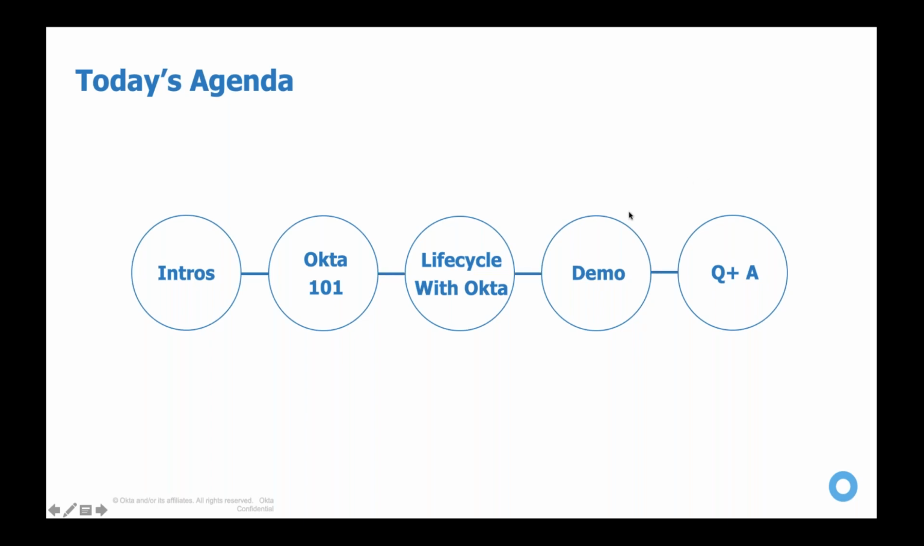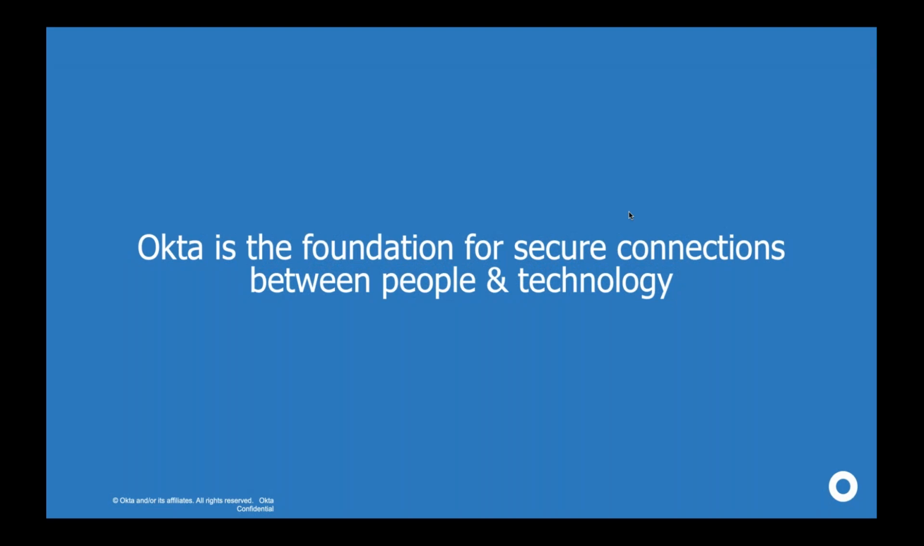So moving on to the actual Okta 101. So Okta is the foundation for secure connections between people and technology. And what this really means is Okta is a business enabler. It's a way to empower organizations to connect people to technology. And most importantly, doing that in a simple fashion and also securely.